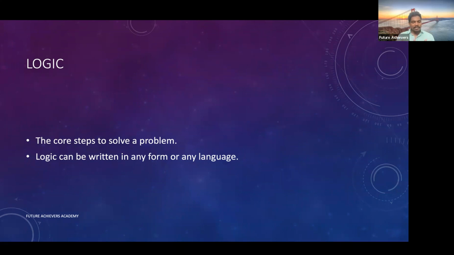Logic is nothing but the core steps to solve a problem. The important steps to solve a problem. For example, if you take a simple problem, even and odd.